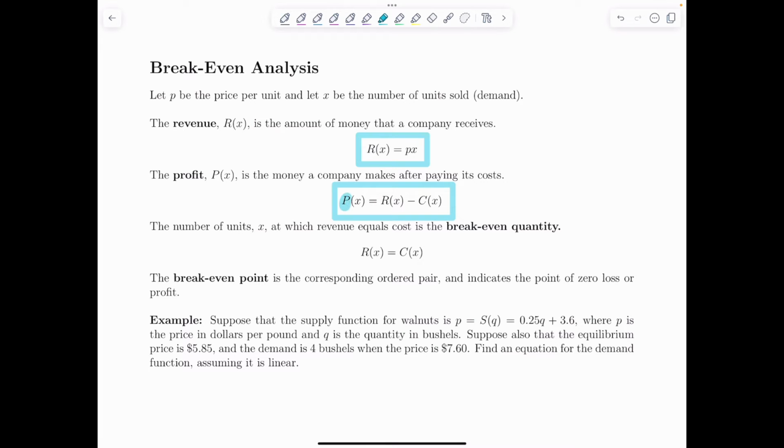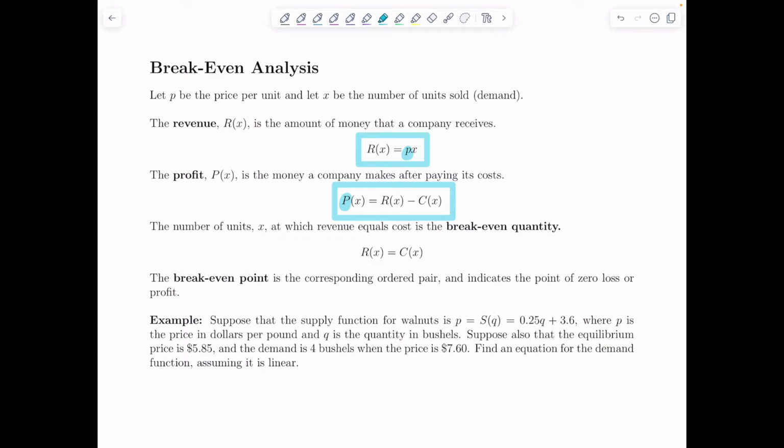This is capital P of X for profit, lowercase p is price. So make sure you're not mixing up capital and lowercase letters. I know so many students have that habit or they write in all caps, but you can't do that right now for this course, okay?